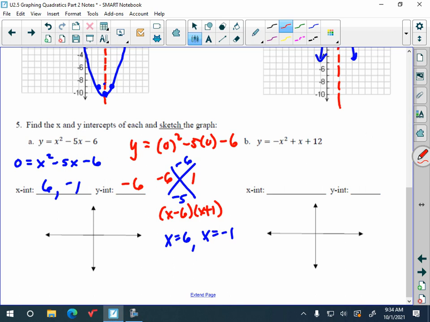All right, so we have a dot at -1 on the x. We have a dot at +6 on the x. All right, and then the y-intercept is -6. So it's on here at -6. And we should see from the direction of opening, along with those points, how to sketch it. So it should look something like this.